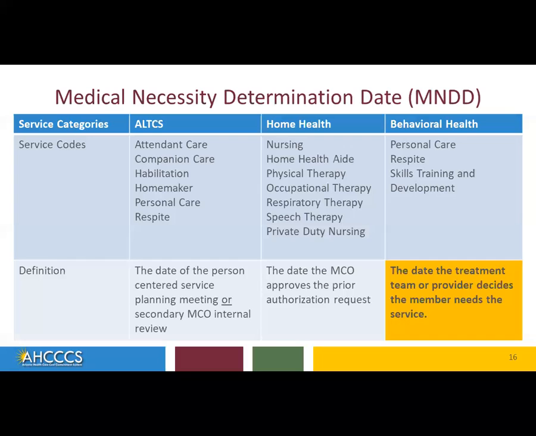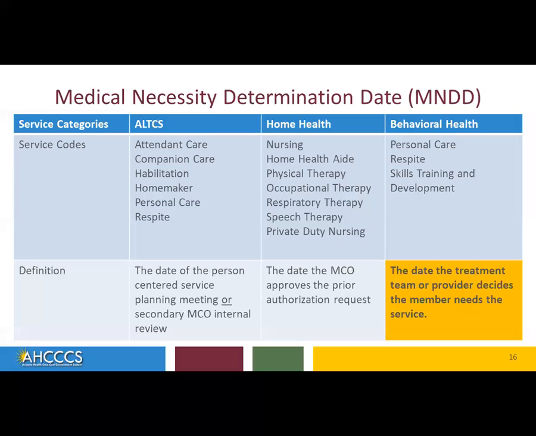For all-text services, that's generally determined during the person-centered service planning meetings, so the team meetings, right? Sometimes a health plan may have policies in place that require maybe a secondary review at the health plan level. And in that case, that would be the date of medical necessity determination. For home health services, generally, they require prior authorization. So this would be the date that the MCO or the health plan approves the prior authorization request.